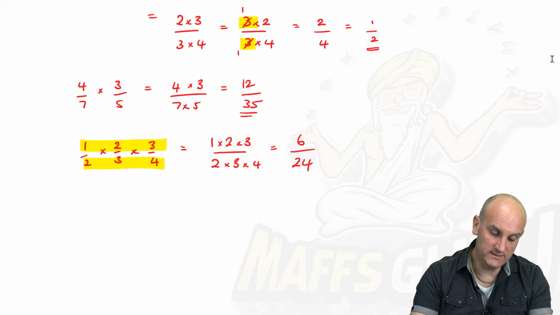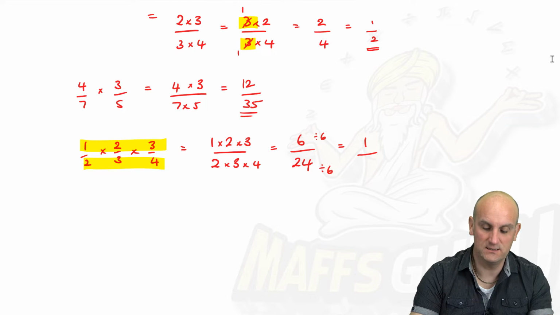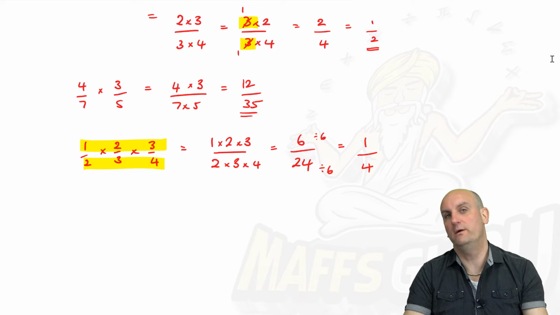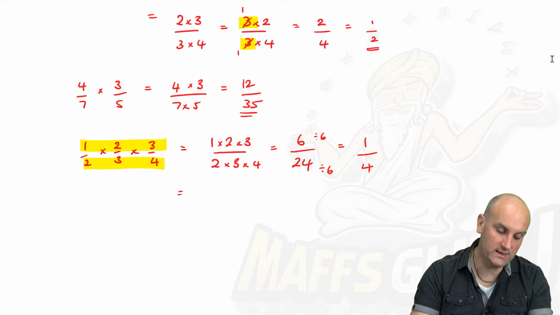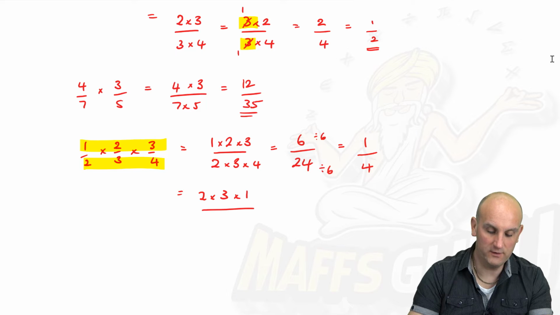So 6 divided by 6 is equal to 1. 24 divided by 6 is 4. And lo and behold, there we have our answers. But again, if I'd known my fraction tricks, I could have written that as 2 times 3 times 1 divided by 2 times 3 times 4.